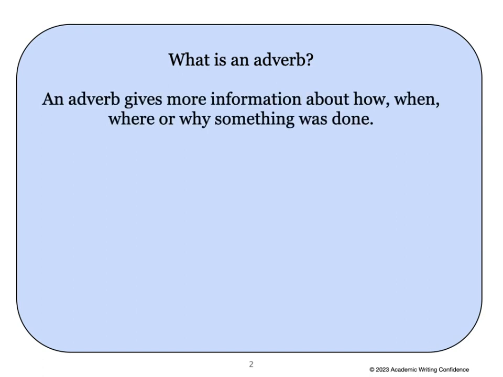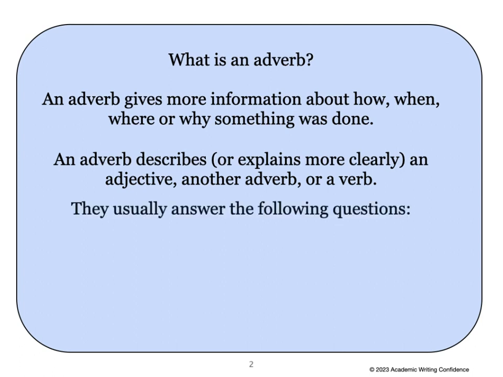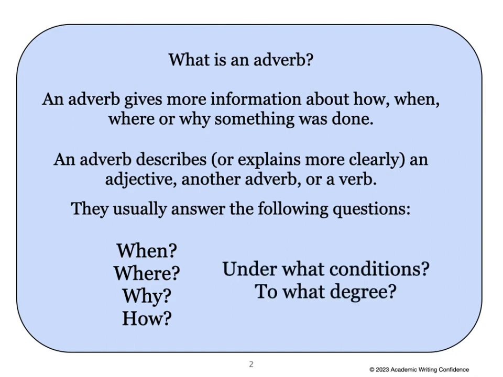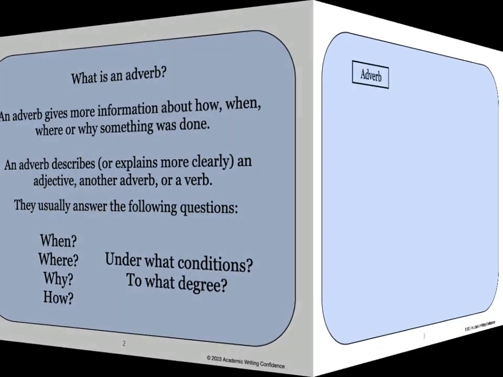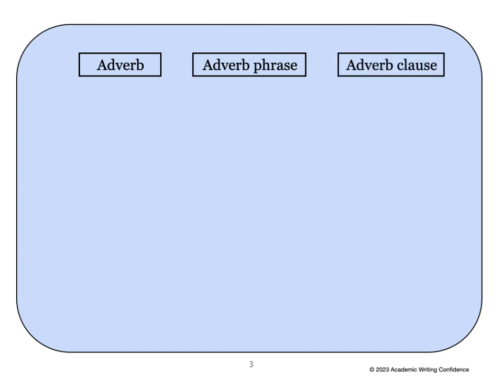An adverb gives more information about how, when, where, or why something was done. An adverb describes or explains more clearly an adjective, another adverb, or a verb. They usually answer the following questions: when, where, why, how, as well as under what conditions and to what degree. An adverb can be used alone, or as an adverb phrase, or as an adverb clause.